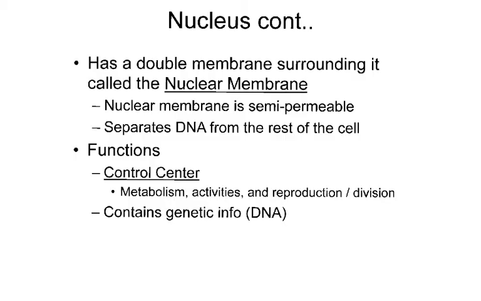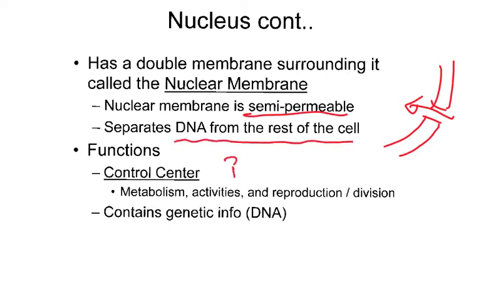So the nucleus, like the plasma membrane, has a double layer. So it's got two layers of lipids, and then it's got passageways, the nuclear pores that go through it. That's for things that enter and exit. So it's semi-permeable. It separates the DNA from the rest of the cell, and that's mainly for protection, keeping it from being damaged by environmental factors.